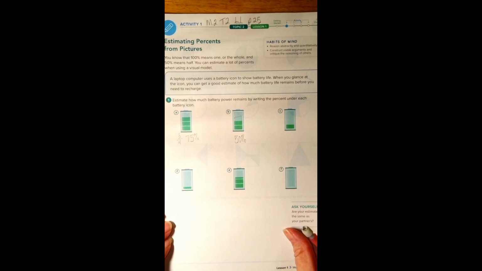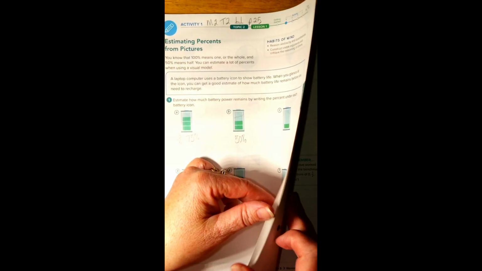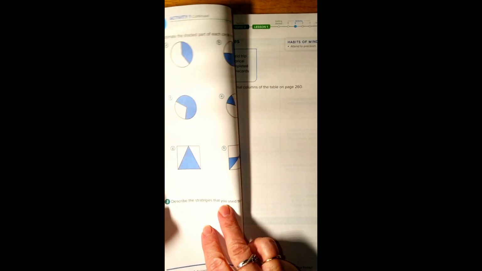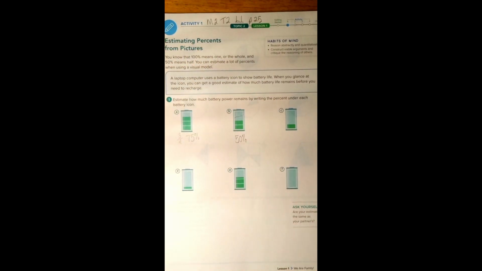Sorry about this. On this page the ink is bleeding through from the other side. I'm sure it's probably that way in your book as well.